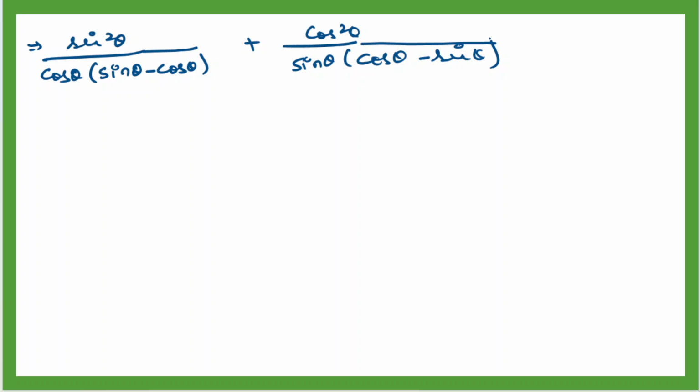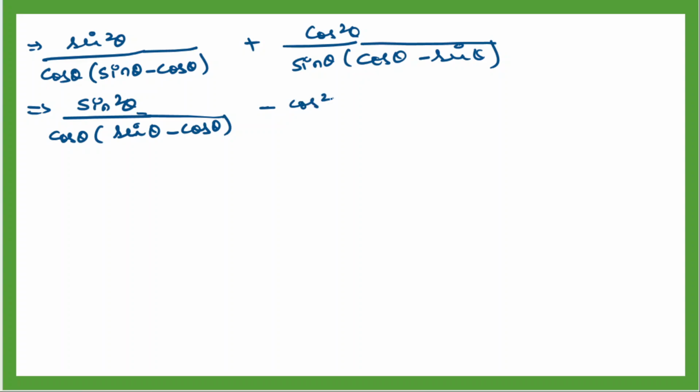We are going to rearrange the denominator so that we can take LCM easily. Here, sin theta minus cos theta. If we take minus sign common from here, we will get sin theta minus cos theta. So it will be like sin square theta divided by cos theta into sin theta minus cos theta, and we will take minus sign common from here, so it will become minus cos square theta divided by sin theta into sin theta minus cos theta.